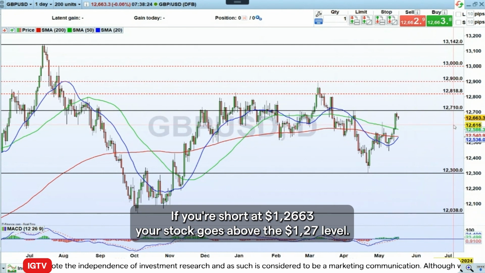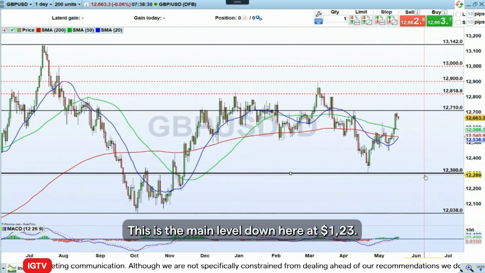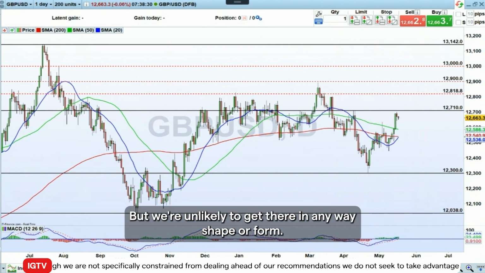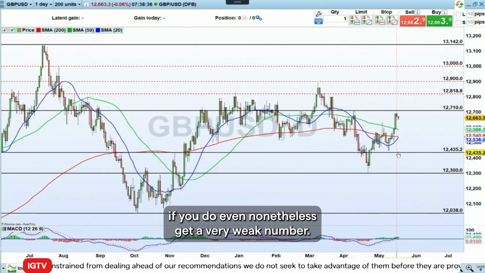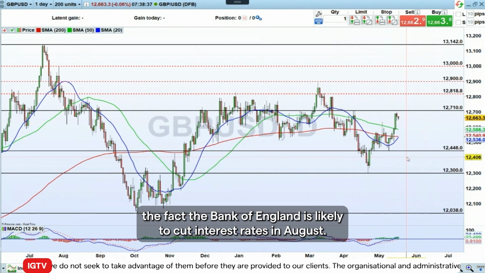If you're short at 126.63, your stop goes above the 127 level, and the levels to watch out for. This is the main level down here at 123, but we're unlikely to get there in any way, shape or form, even if you do get a very weak number. But I think what it's going to do is highlight the fact the Bank of England's likely to cut interest rates in August.